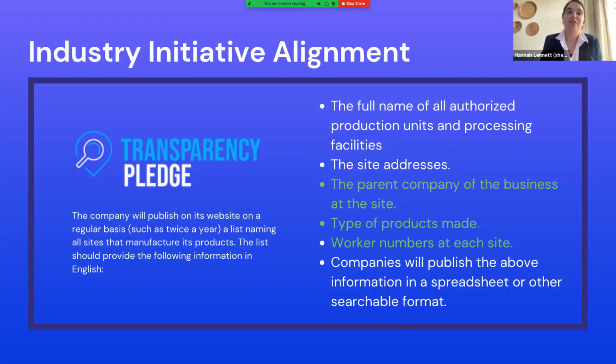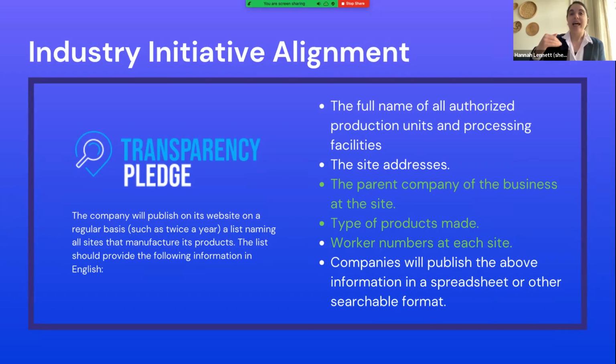So the first is the transparency pledge. As you can see in this slide, the bullet points that are in white are the pieces of the minimum transparency pledge requirements that you can currently fulfill by disclosing data on the Open Apparel Registry. So that's name and address, and being able to publish that data in a searchable format, as well as, we'll show this in a minute, you can download the results of any search or any list into a spreadsheet from the Open Apparel Registry. And as we will discuss, we are shortly going to be releasing the ability to disclose parent company, type of product, and number of workers. Excuse me.